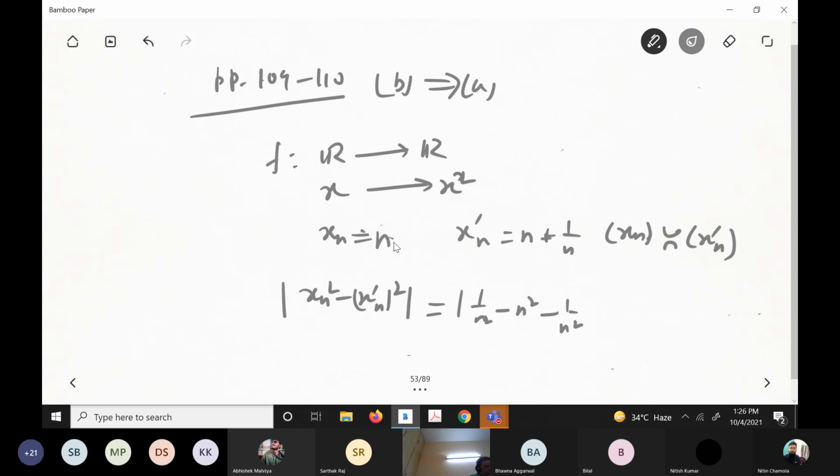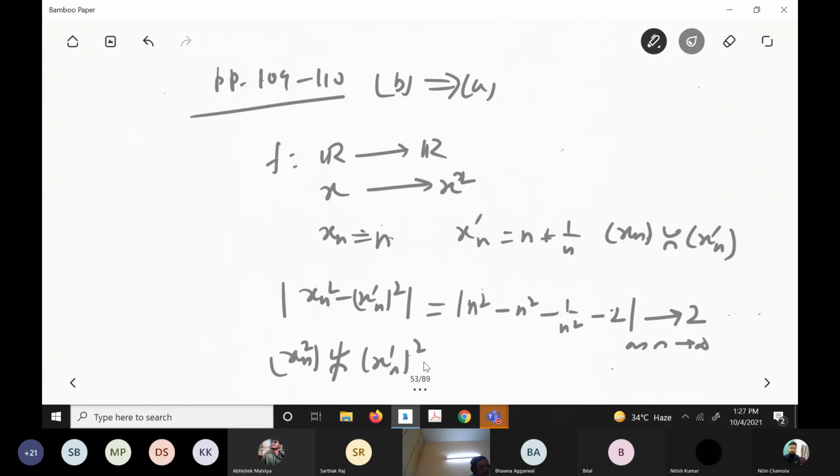Okay. So this is n square and minus 2. Okay, so this goes to 2. Understood? That means xn square, this sequence is not asymptotic. Got it? So an asymptotic sequence is not going to an asymptotic sequence. So it is not uniformly continuous.